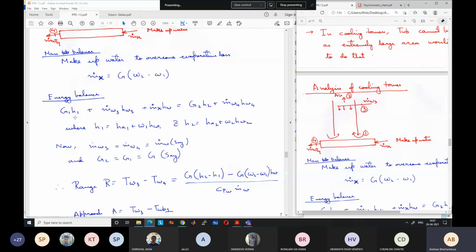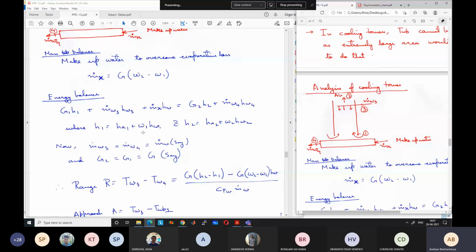So G1 air has, if 1 kg of dry air has H1 enthalpy, including the enthalpy of the water vapor. H1 is the enthalpy of wet air per kg of dry air. If you remember in your air conditioning, the enthalpy of wet air is defined per kg of dry air. So per kg of dry air, H1 is the enthalpy of wet air, which is equal to HA1, the enthalpy of dry air, plus omega 1, the mass of water vapor per kg of dry air, times H omega 1, the enthalpy of water vapor.